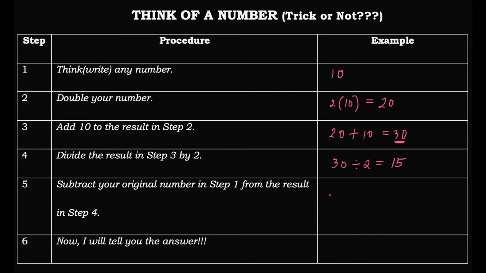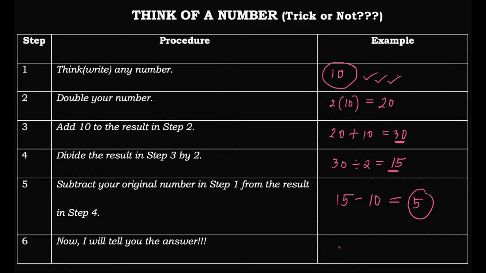Step number 5. Subtract your original number in step 1 from the result in step number 4. What is my original number? My original number is 10. In your case, I don't know what your original number is, but here in my example, I will subtract 10 from the result in step number 4, and my result in step number 4 is 15. So in step number 5 it is 15 minus 10, and my answer is 5.